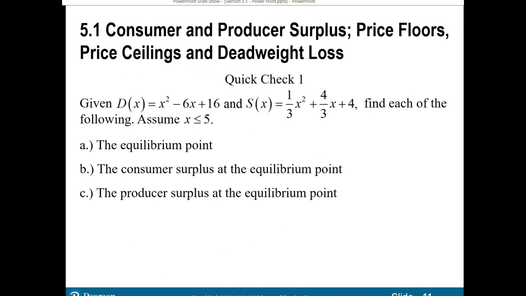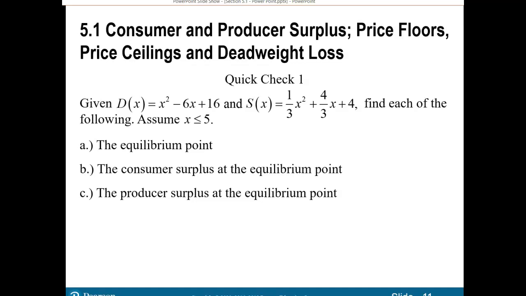So here would be a good time if you wanted to try that again on your own. This is a very similar problem to what we just did. Given a demand and a supply function, find the same three quantities that we just did in the last example. So if you want to pause the video, try to do this one on your own, and then you can press play when you're finished to see if you've done it correctly.